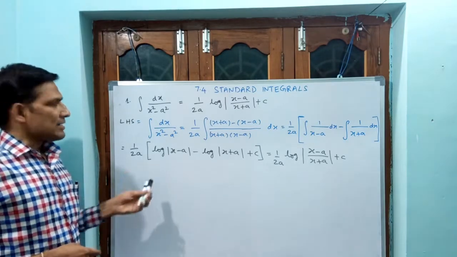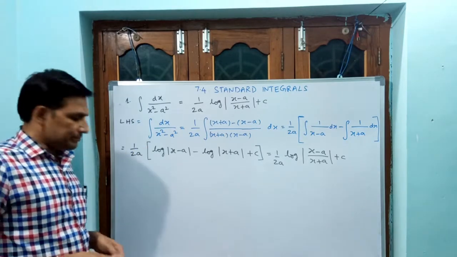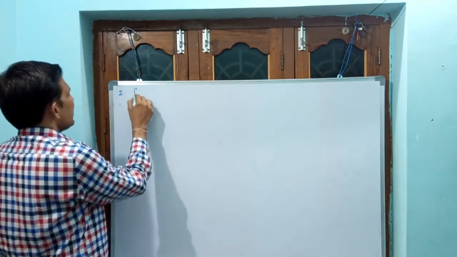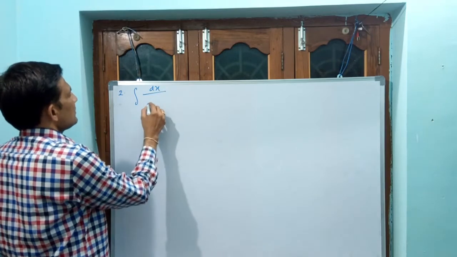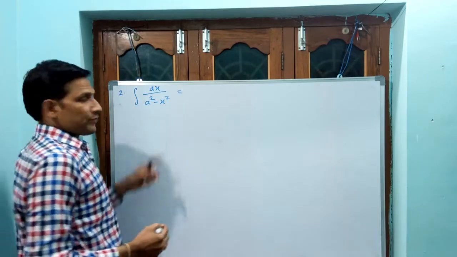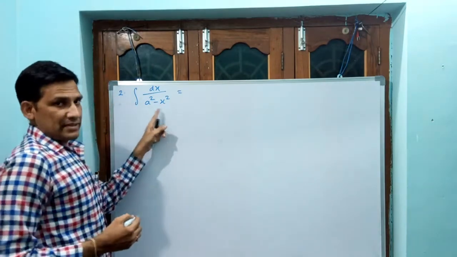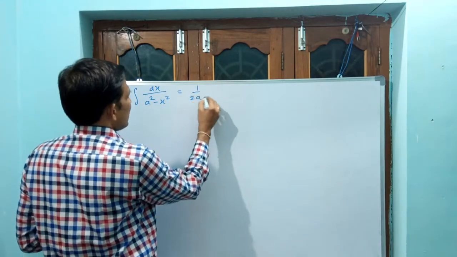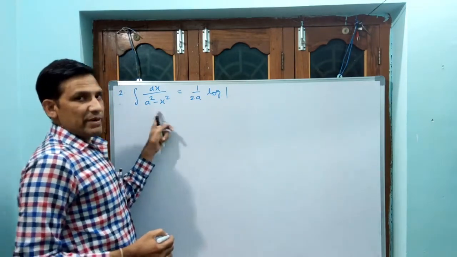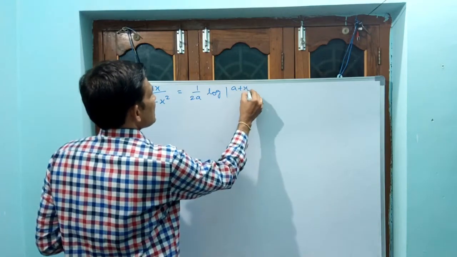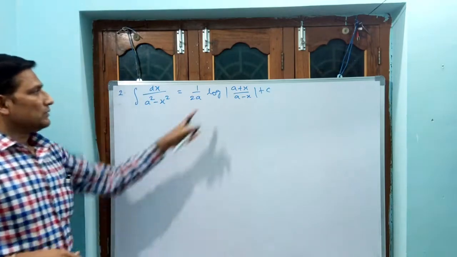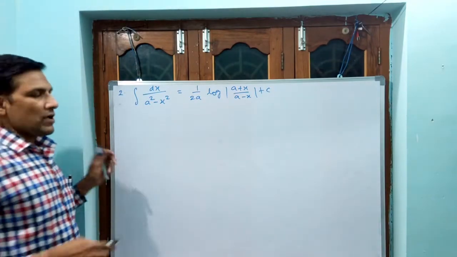Pass and note down. We will go for the second one. Second integral: dx by a square minus x square is equal to, now minus is there, 1 by 2a log modulus, if minus is there then a minus x will come in the denominator, that means a plus x by a minus x plus c. This we have to prove.